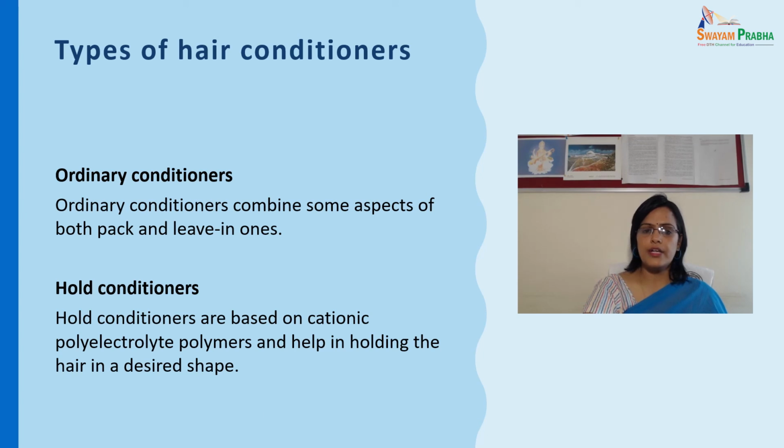Ordinary conditioner combines some aspects of both pack and leave-in. These are generally applied directly after the use of shampoo, and manufacturers usually produce a conditioner counterpart for this purpose. Hold conditioners are based on cationic polyelectrolyte polymer and help in holding the hair in a desired shape.